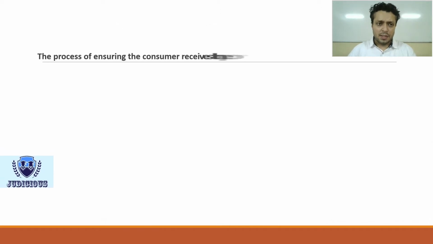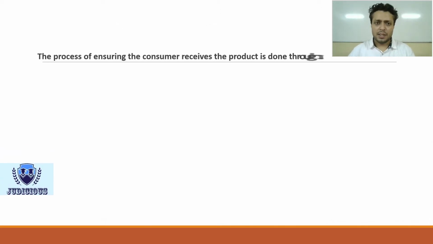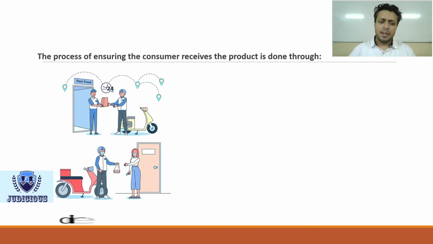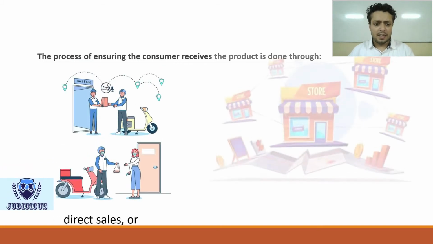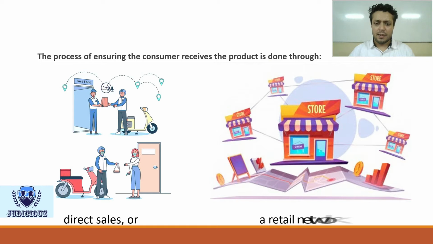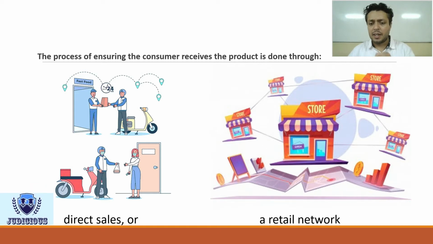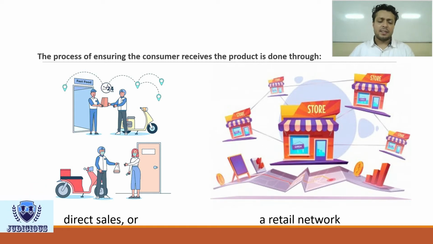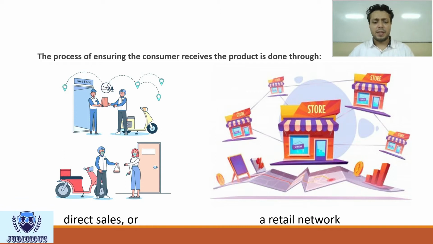Now, this process that ensures that the consumer receives the product can be done in two ways. One is direct sales, which we will discuss in moments from now, and the other is a retail network. Direct sales, as the name suggests, means you are directly trying to sell the goods, and a retail network is basically called an indirect distribution channel.